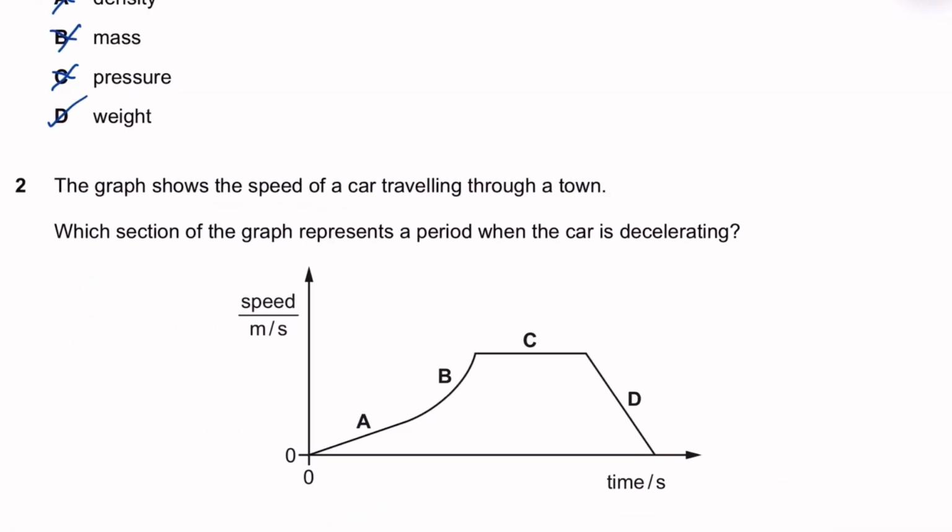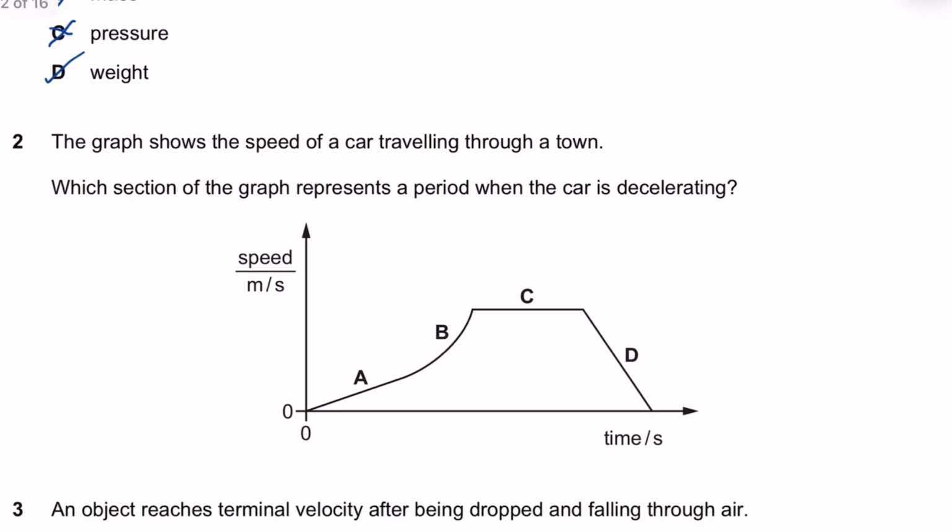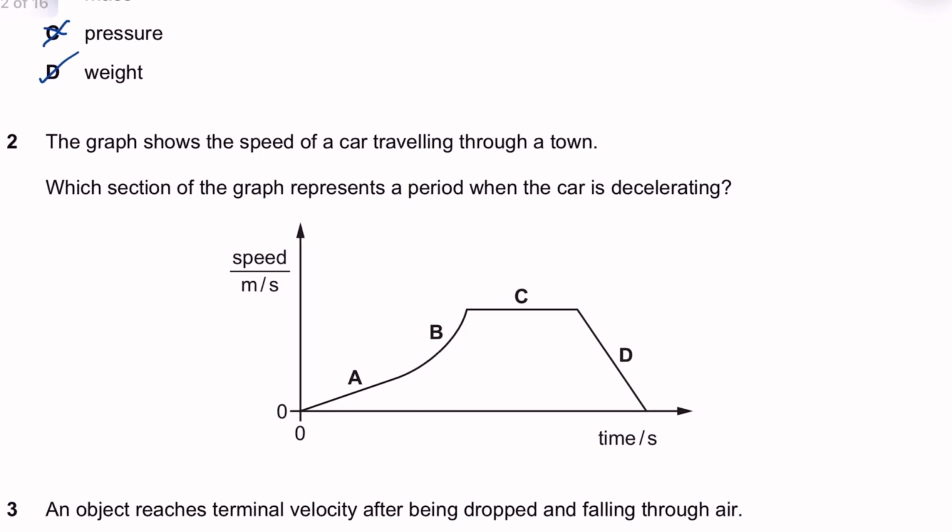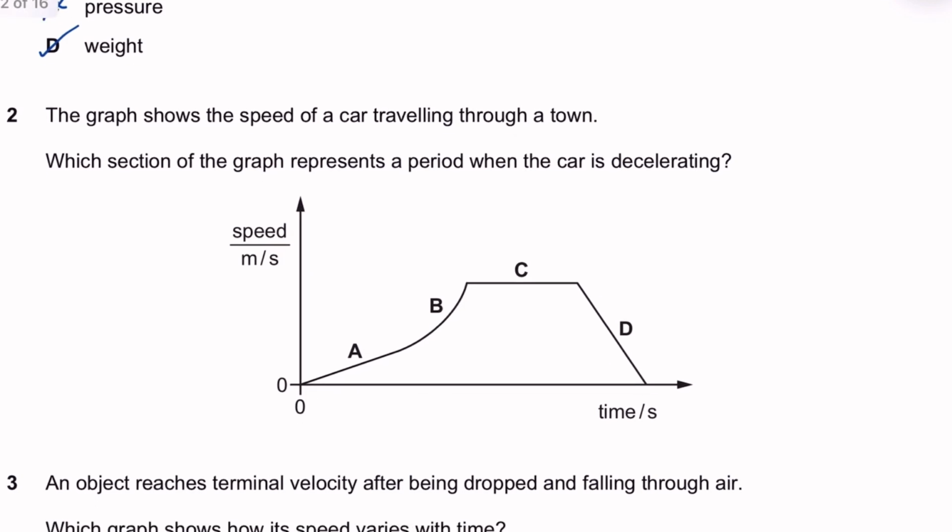Question 2. The graph shows the speed of a car traveling through a town. Which section of the graph represents a period when the car is decelerating? So when the car is decelerating, your graph will look like this. Since it's a speed-time graph, your gradient will be your acceleration, and it should look something like this. So your gradient should be like this because that means it is decelerating. So that will be D.